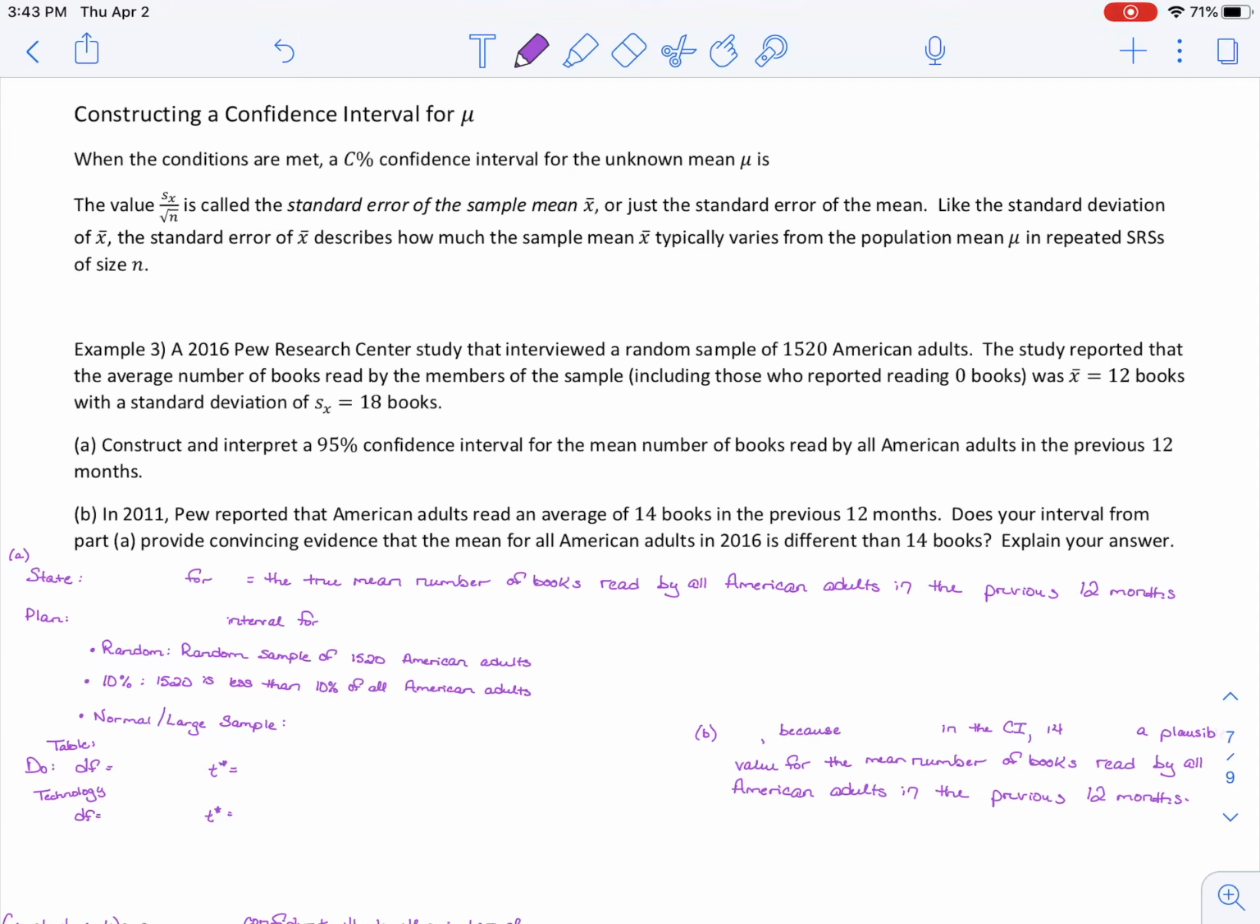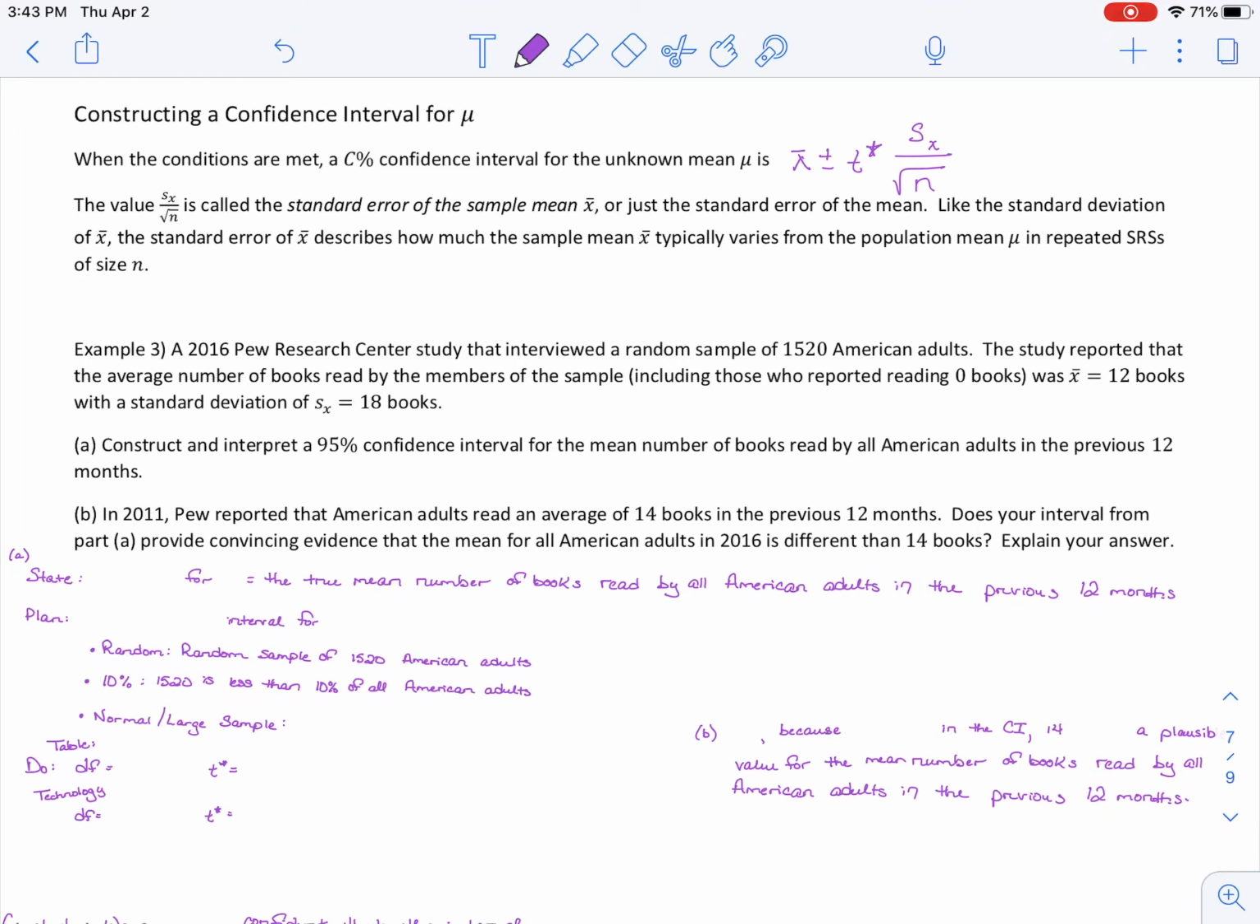So when the conditions are met, a C% confidence interval for an unknown mean, we always say it's our statistic plus or minus our margin of error. Our statistic is our point estimate. Since we're estimating mu, we're going to put x bar here. We're going to add and subtract our multiplier, which is t star, times the standard error. Now again, we're going to have to use sample standard deviation, and we'll divide by the square root of the sample size. So this is the standard error of the mean, x bar. Sometimes it's just called standard error.